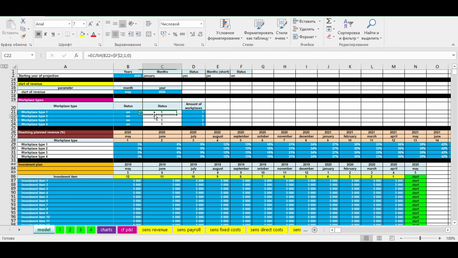In our hair salon, we have 4 types of workplaces. Here, we can name them and set the amount for each of them. Also, we can switch on and switch off the revenue and direct cost for each type of workplace. This function can quickly create different scenarios so that you can see the difference in profit and payback periods between scenarios.